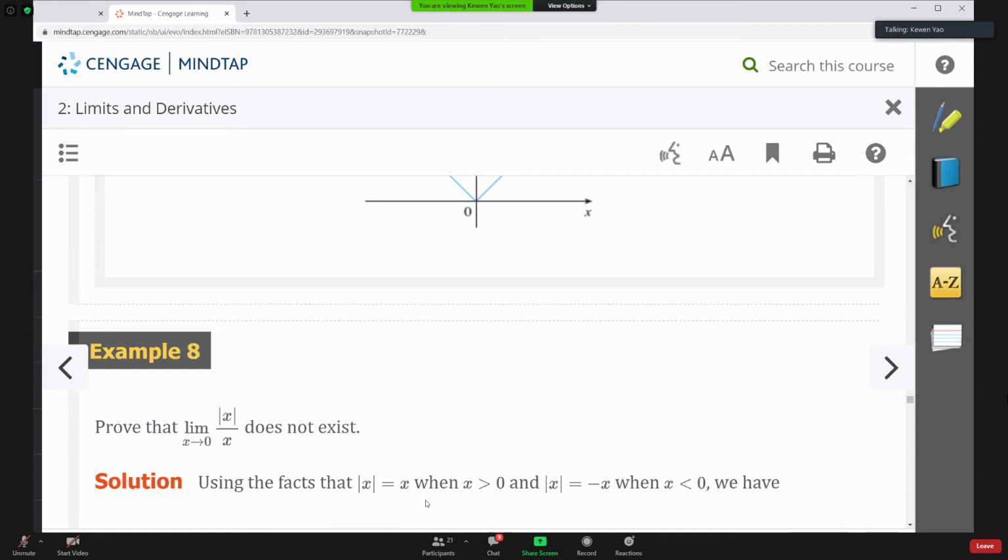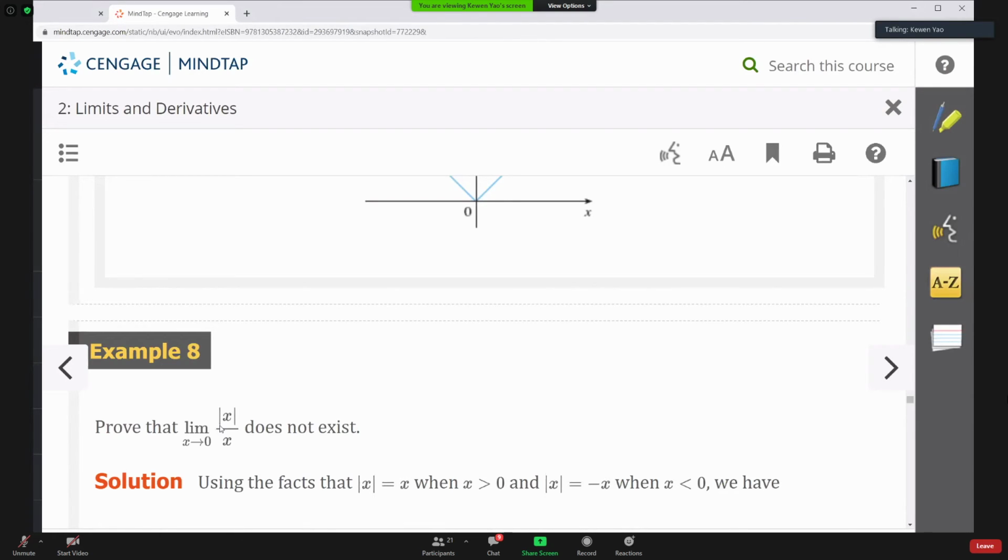Here you have to use what? You have to use the right limit and the left limit, because this is what? An absolute value function. Whenever you have an absolute value function, you always have to consider the right limit and the left limit.